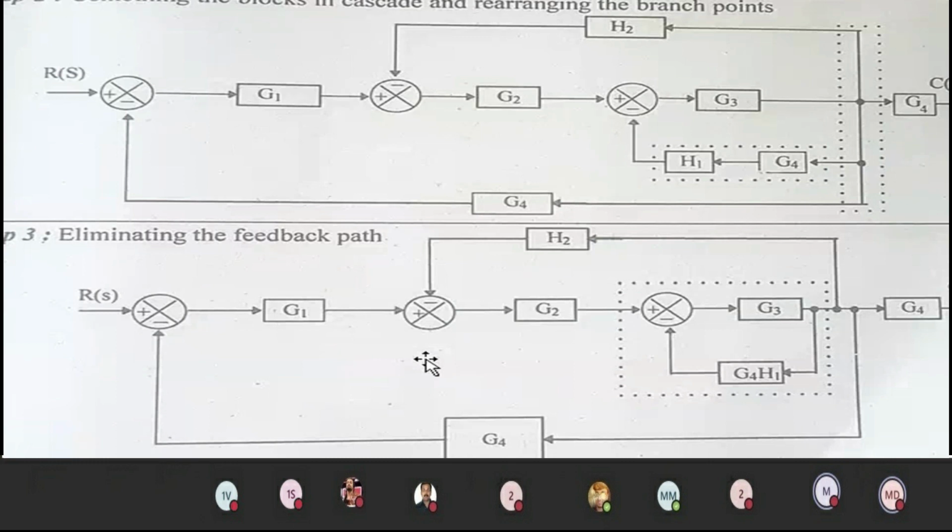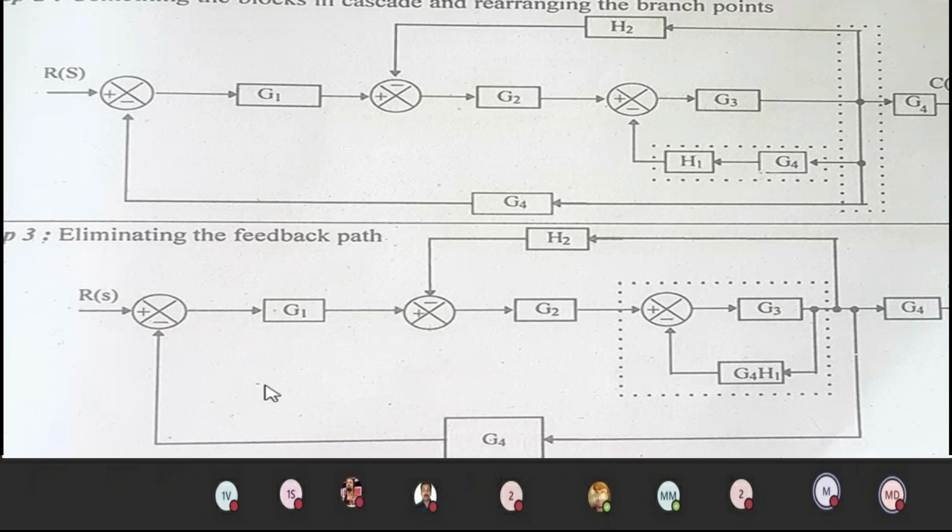And now you can notice that H1 and G4 are connected in cascade. So the result is H1, G4. And you can notice that you have a feedback path where the forward path is G3 and the feedback path is H1, G4. So G3 divided by 1 plus G3, G4, H1. Kindly notice that if you have a negative feedback, the denominator is positive.